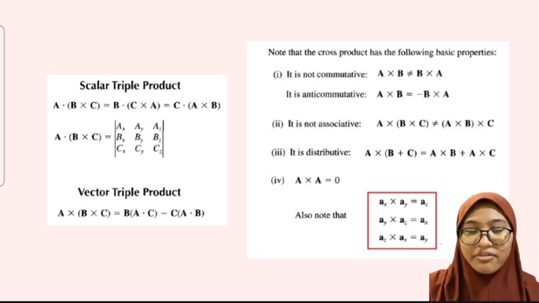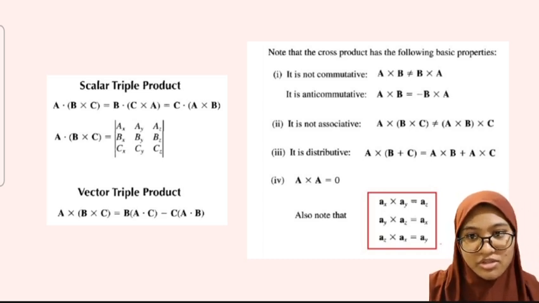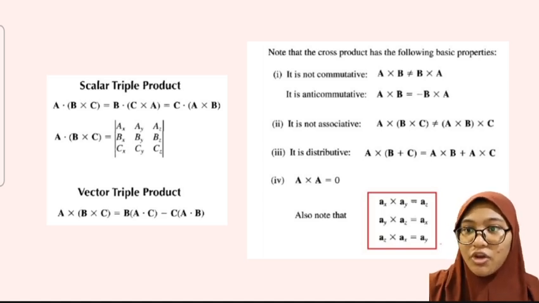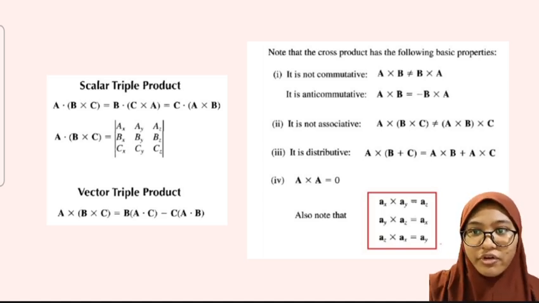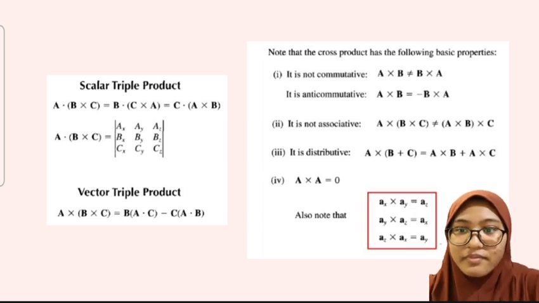And on the left, we have a special case where we have to multiply between three vectors. So for example, A dot B cross C. So for this kind of situation, we have a special rule to follow.